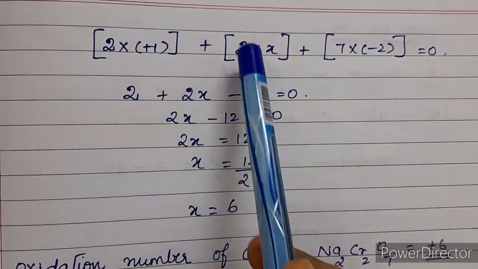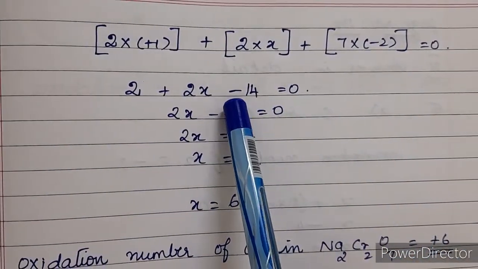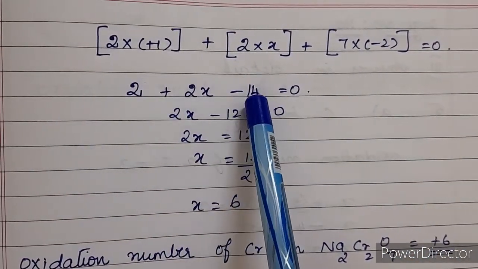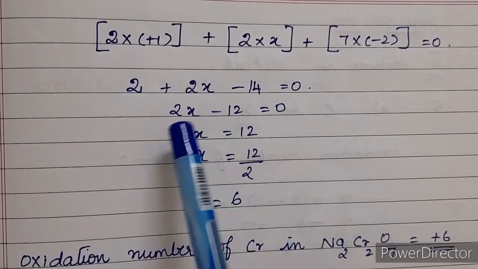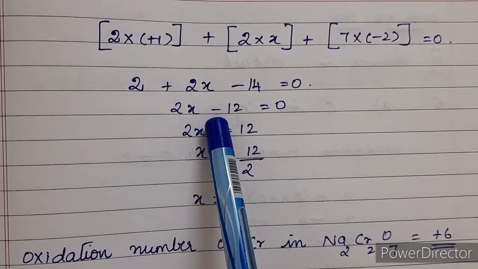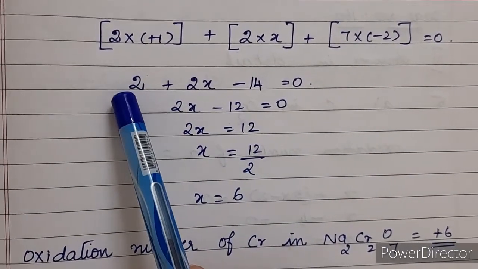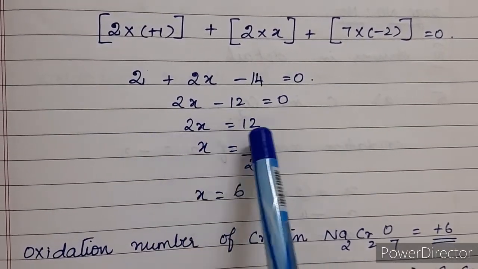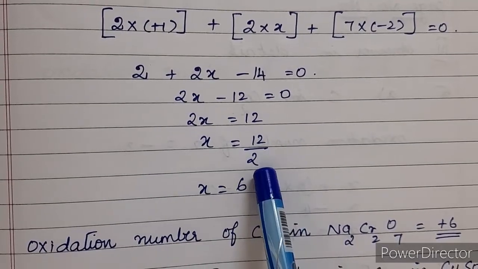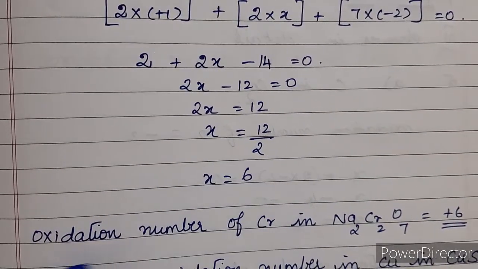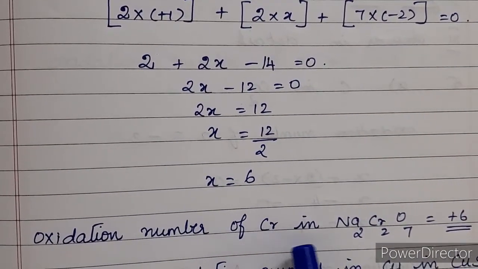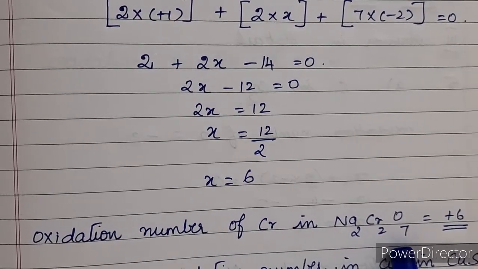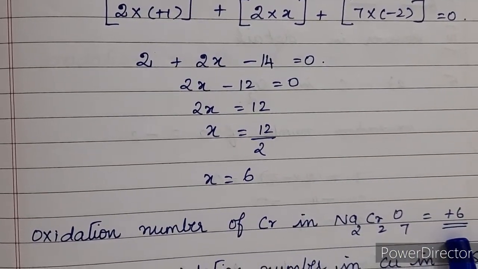So this is 2, this is 2X, and this becomes minus 14. So 2 minus 14 is equal to 0, right? So when you subtract 2 minus 14, it becomes minus 12, isn't it? So 2X is equal to minus 12, so 2X is equal to 12. X is equal to 12 divided by 2. So X is equal to plus 6. So the oxidation number of chromium in sodium dichromate is plus 6.